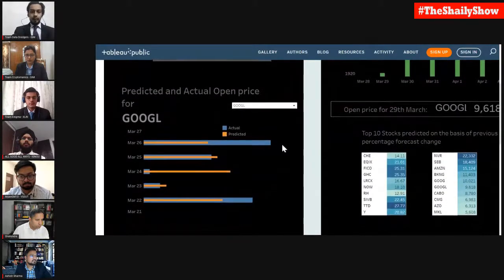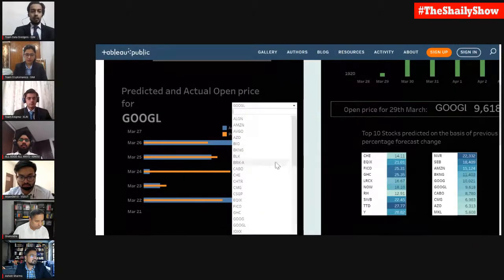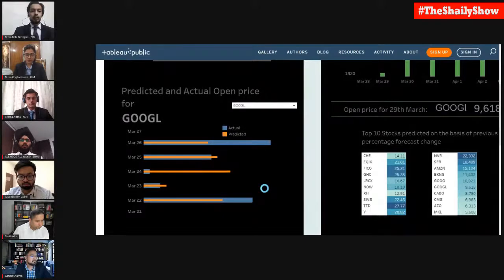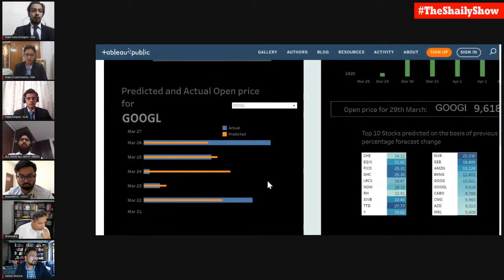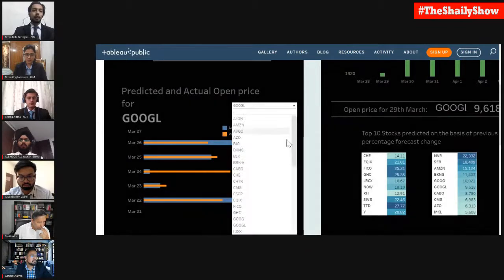So if you can see this bar for Google, if you tap on it, then it can give you the range list of the stocks just below the predicted, and yeah, this one. So if you just change these values, it will give you the actual and the predicted prices for every single stock that you are going to check.